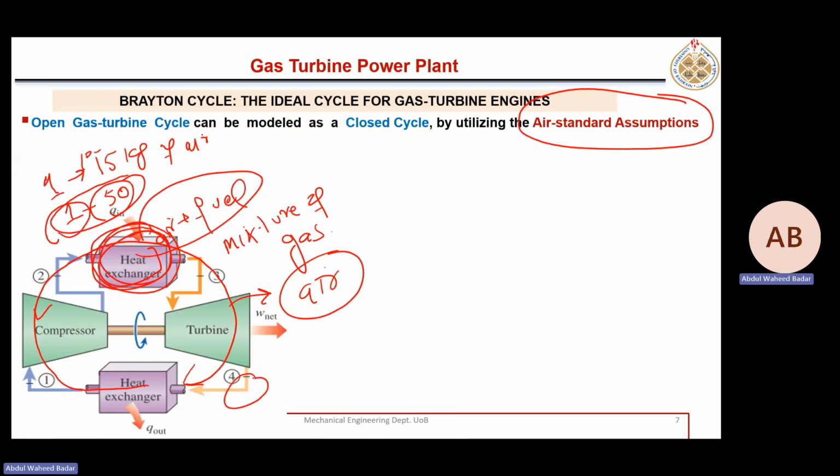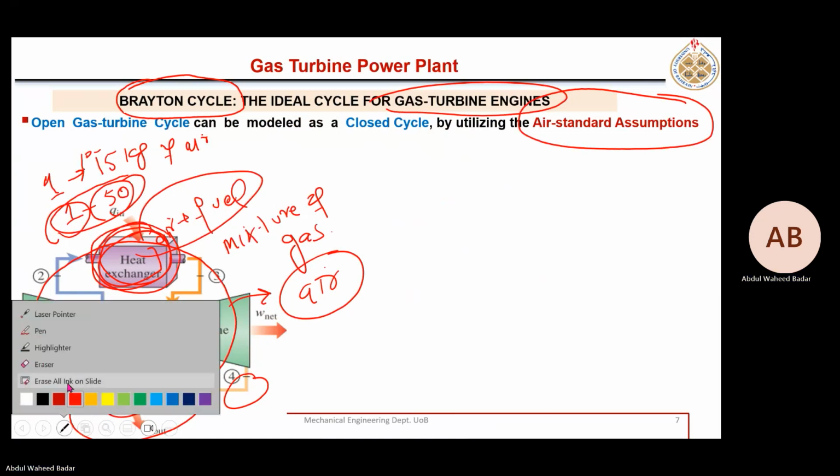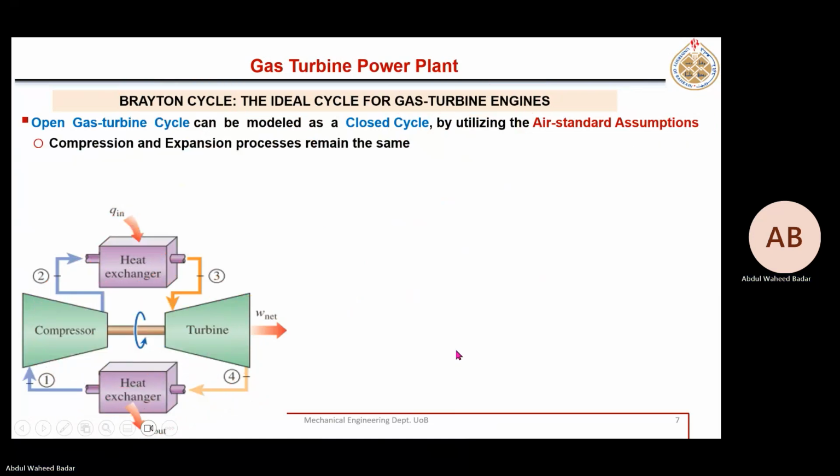Similarly, here heat rejection is replaced with another cooling process. Okay, so exhaust gas is going into the ambient, they cool down, and we take the same air in again. So we can replace this exhaust with another heat exchanger. So this is called the ideal gas turbine cycle, which is named the ideal Brayton cycle. Just like the Rankine cycle, here we have the Brayton cycle.